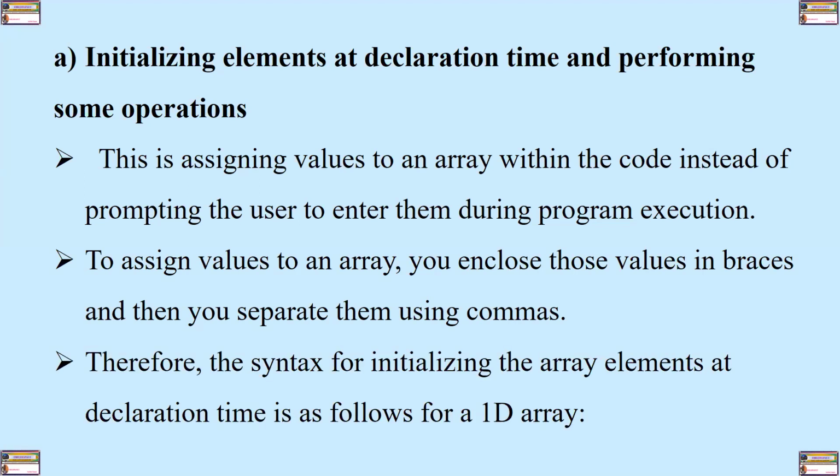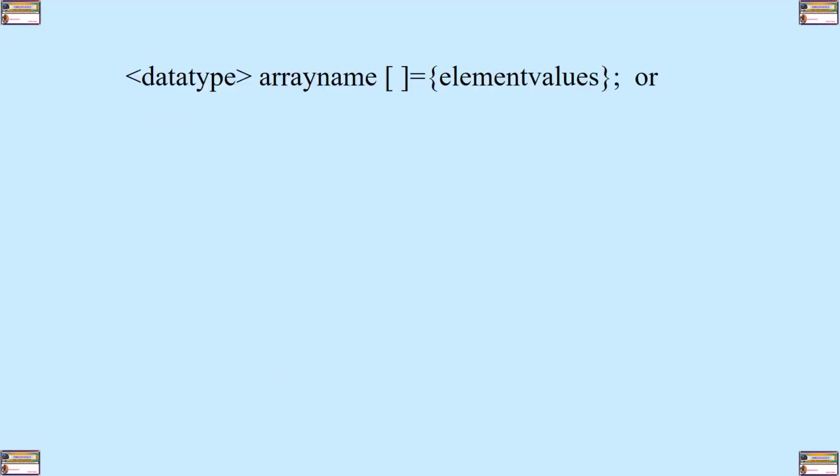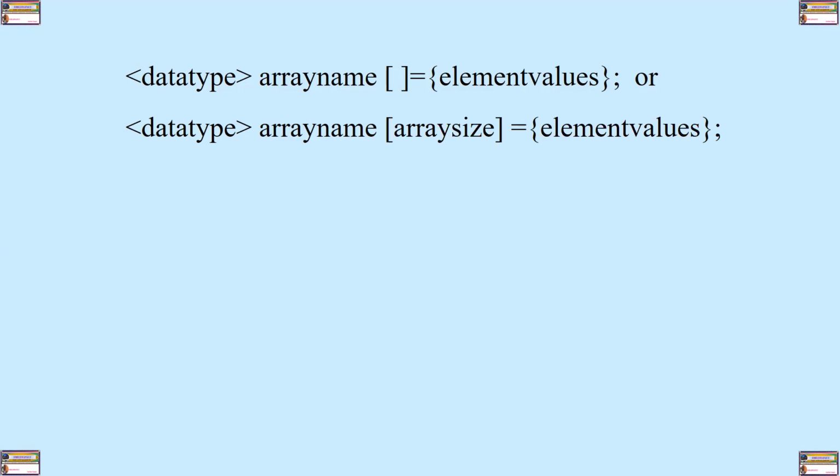Therefore, the syntax for initializing the array elements at declaration time for a one-dimensional array would be done as follows. The syntax is data type, array name. You don't need to specify any value within the square brackets. Why? Because you are going to assign the complete number of elements that that array is supposed to accommodate. And therefore, the subscript will be known by default by the compiler. Or the second way is to have data type followed by array name, and then you can enclose the number of elements within the square brackets. There's no problem. And then you assign values.